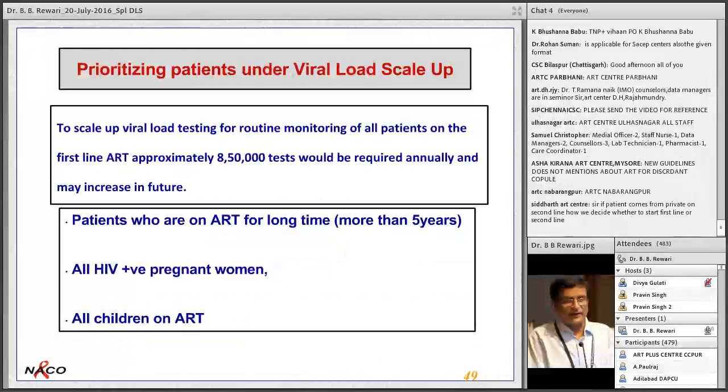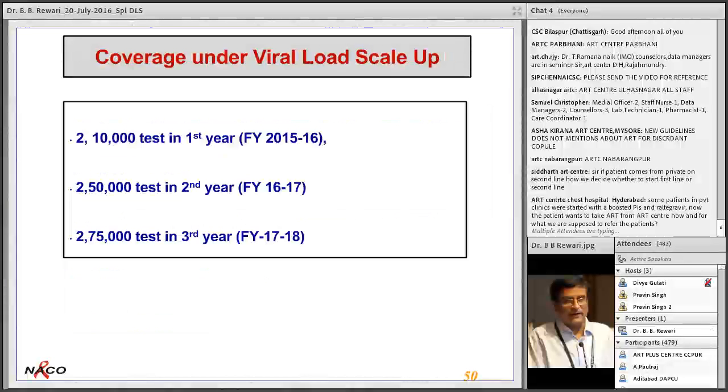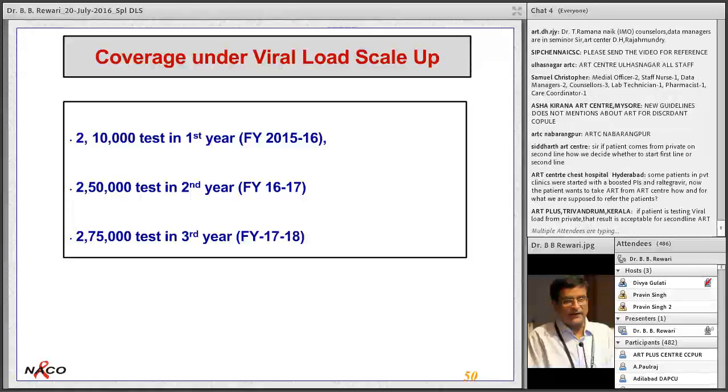And for doing 9,55,000 tests, we have to prioritize. We cannot go from 10,000 immediately to 10 lakh patients. So we have to prioritize patients who are on ART for a long time, more than 5 years. All HIV positive pregnant women, all children on ART basically will be prioritized for viral load testing in the first phase. Similarly, we will be prioritizing 210,000 tests in the first year, 250,000 additional tests in the second year, and in the last year we will have around 8 lakh tests being done for viral load.